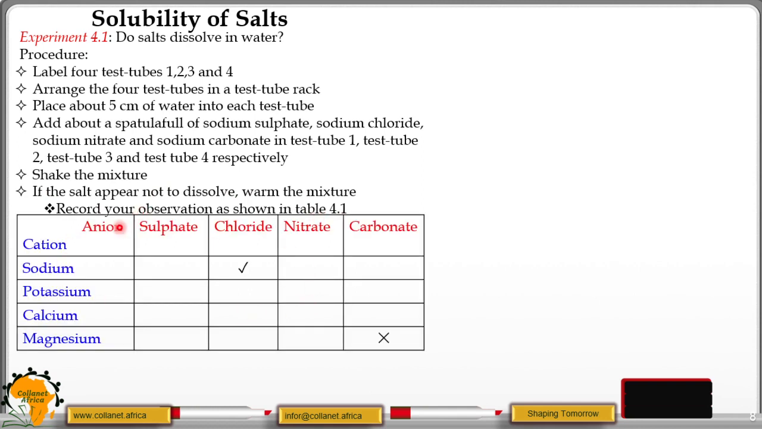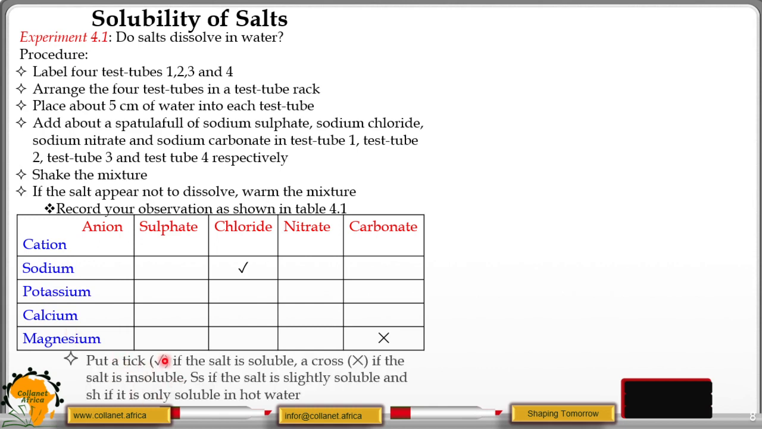This is our table 4.1. We have the anions and the cations. The anions are negatively charged ions: the carbonate, the nitrate, the chloride, the sulfate. The cations are positively charged ions, that is the metals and ammonium. In this case, we have sodium, potassium, calcium, magnesium, and all the other metals that you're going to test.